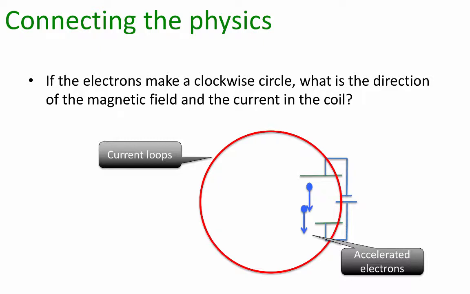So looking at the physics now, you've got your loops of current, your electrons, and then they are accelerated in a circle. And you're going to determine what's the direction of the magnetic field and the direction of the current. Those are related, of course, in order to make those electrons turn in the direction that you see them turn in the lab.